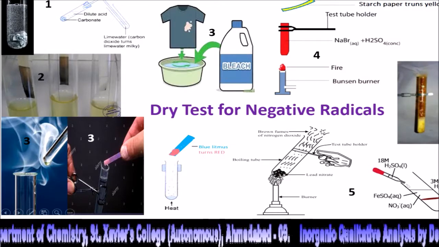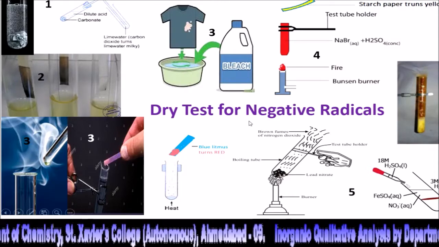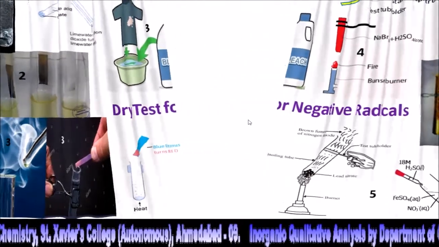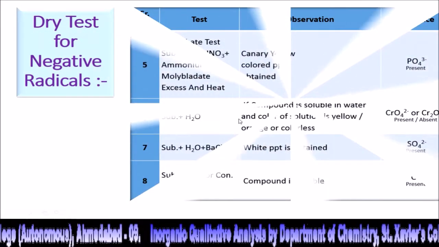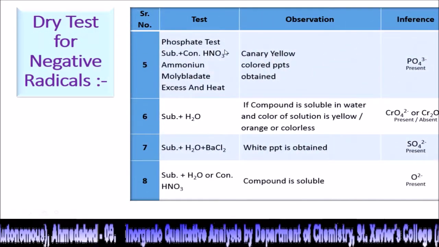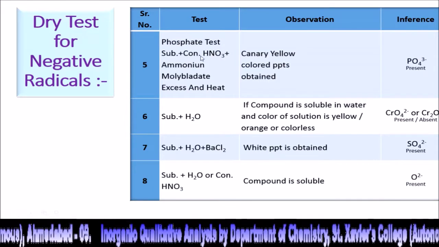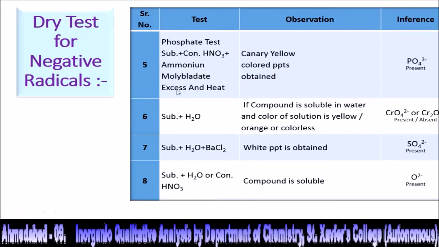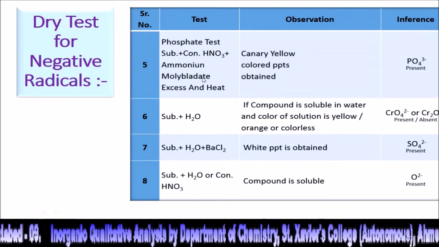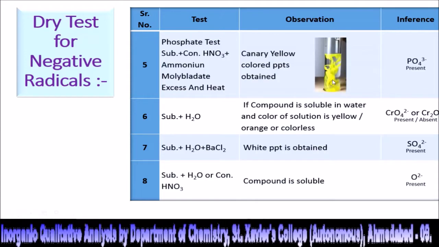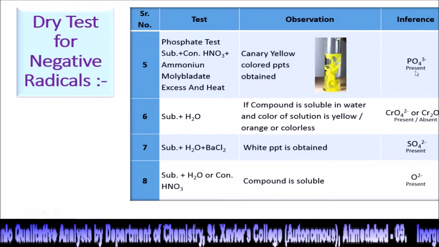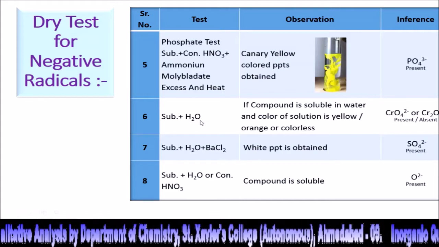And for iodide, a violet gas is there, so no need to do any extra test for that. Then further, for test number 5, that is the phosphate test. For that you need to take a substance, concentrated HNO3 and ammonium molybdate in excess, and then you need to heat a little bit. If you get a yellow canary precipitate like this one, then you may say that phosphate is present in it. Next one is the substance plus H2O.